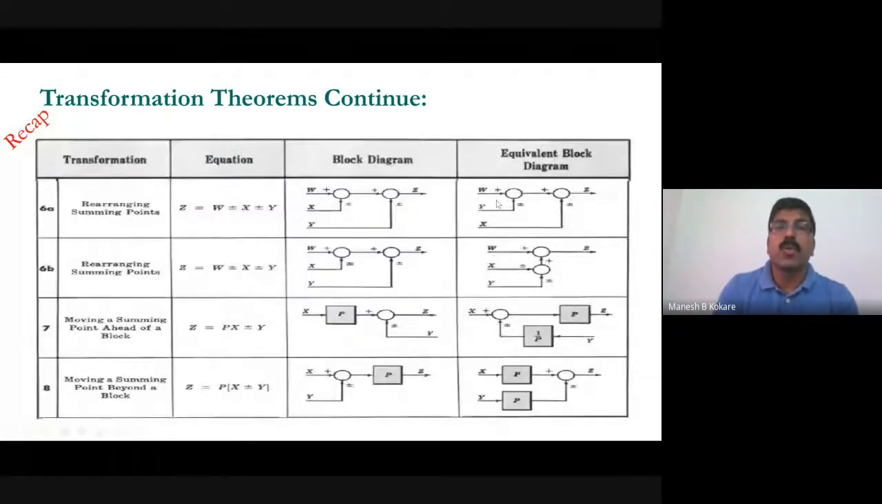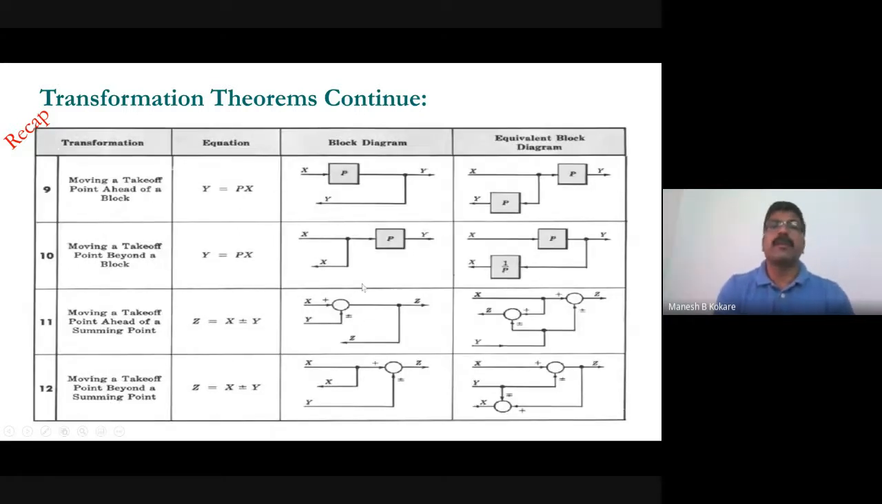But here, when you are shifting this summing point ahead of the block, at that time you are multiplying by 1 by P, right? So that is the change. And then the 10th rule is moving this takeoff point beyond the block. At that time, you have to multiply the signal by 1 by P by adding one more block, and so your output will remain the same.